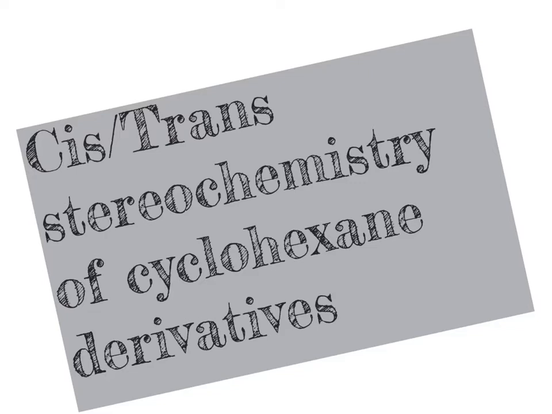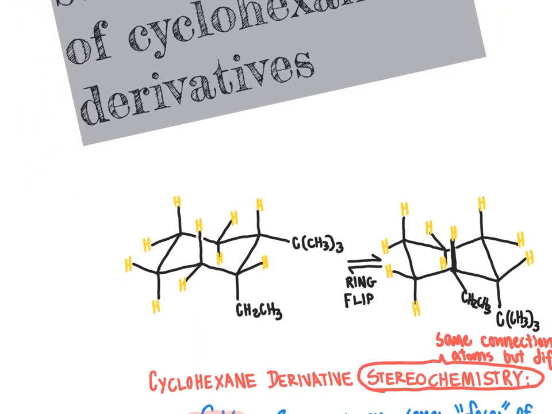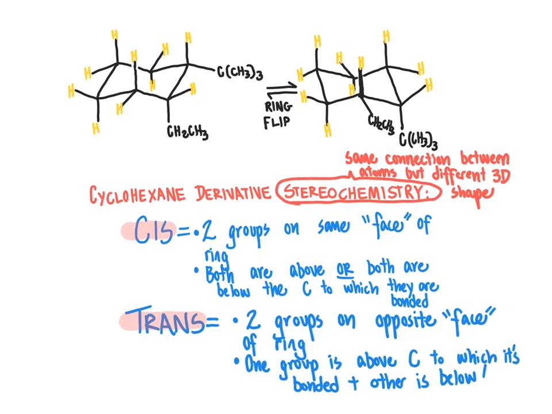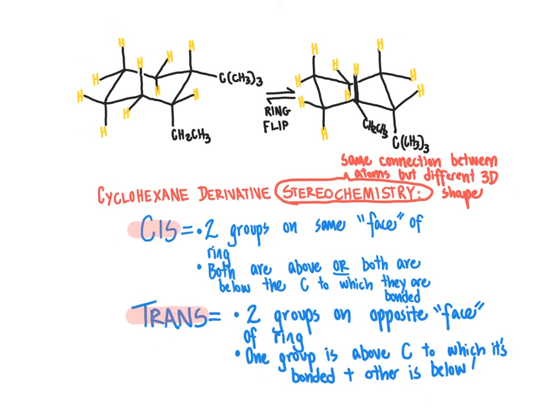Cis and trans refer to the orientation of two groups on the molecule relative to one another. And we're going to use as our example to introduce this concept of cis-trans stereoisomers the molecules up top that represent 1-ethyl-2-tert-butyl cyclohexane and the ring-flipped version of that molecule.